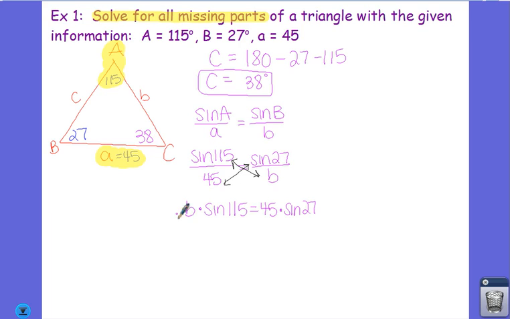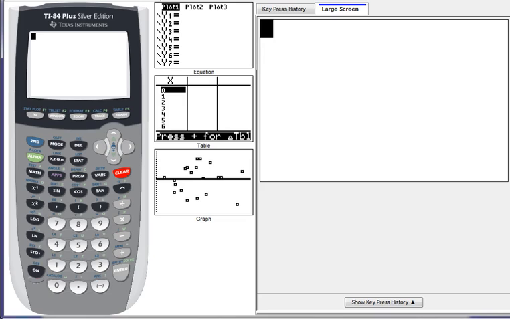Now we need to finish getting b by itself. That means the opposite of multiplying. We have to divide by the sine of 115 on both sides. Those cancel, and b is by itself. So, get your calculators handy so you can follow along with how we type this in. We're going to type all of this in at one time, but I am going to talk about some things that we need to make sure we do along the way. So hopefully everybody's ready to type.